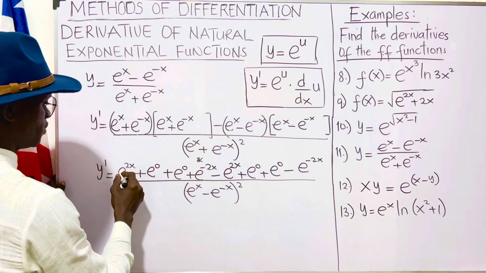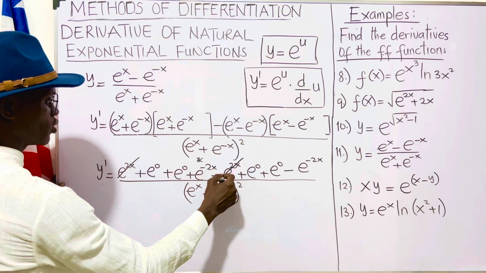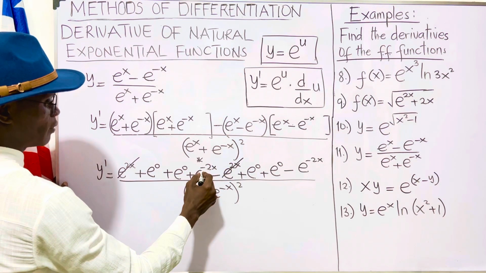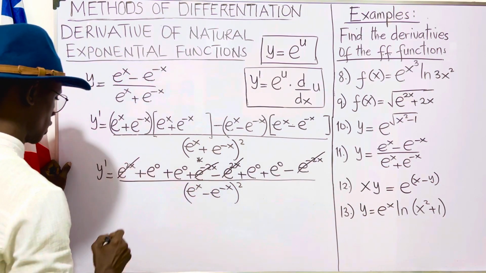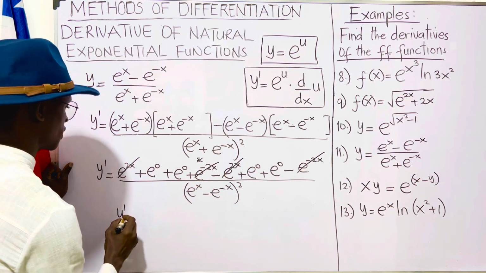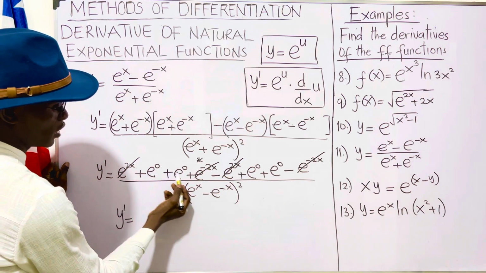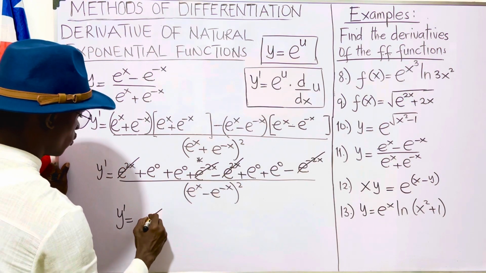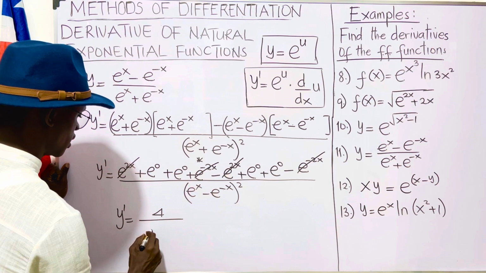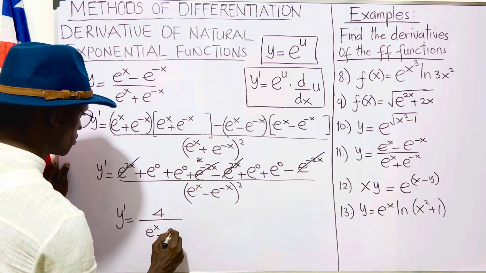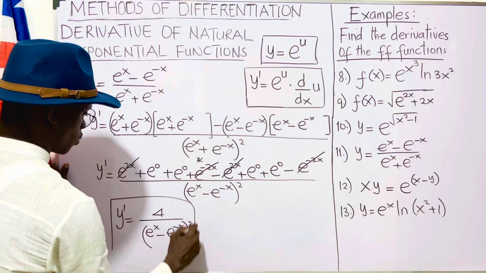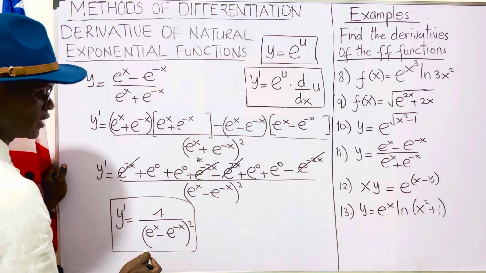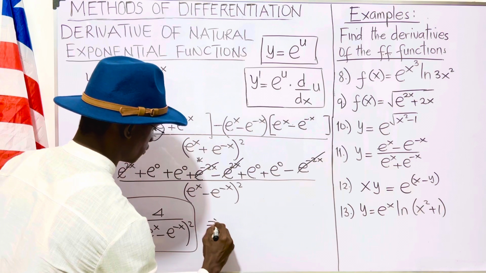So what do we observe? e raised to the power 2x can cancel e raised to the power 2x, and then e raised to the power minus 2x can cancel e raised to the power minus 2x. So y prime gives us, now e raised to the power 0 is 1, e raised to the power 0 is 1, so we have 4 all over e raised to the power x minus e raised to the power minus x, all square.